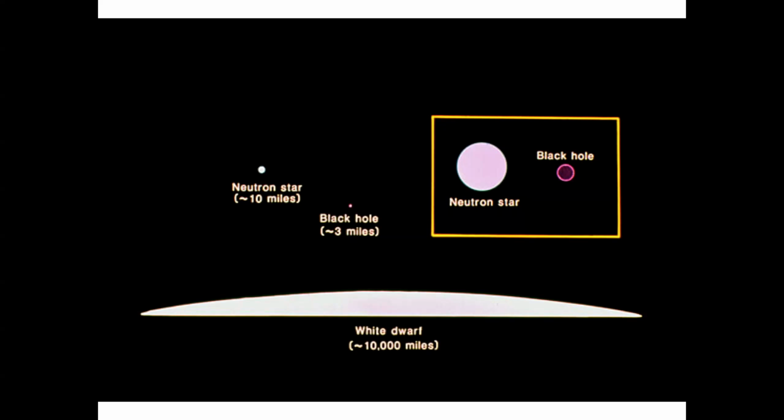So here we have an illustration in miles, but close enough. A white dwarf is maybe 10,000 miles across, about the size of the Earth. A neutron star is about 10 miles across, about the size of Austin, and a black hole is about 3 miles across, the size of the neighborhood between here and the lake.